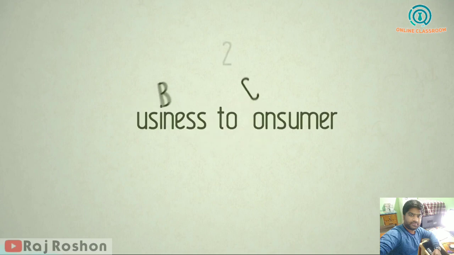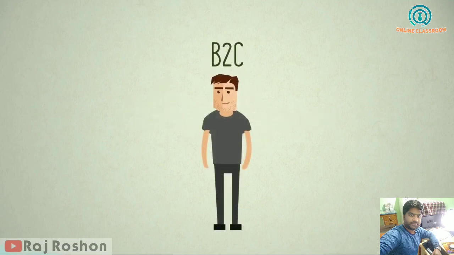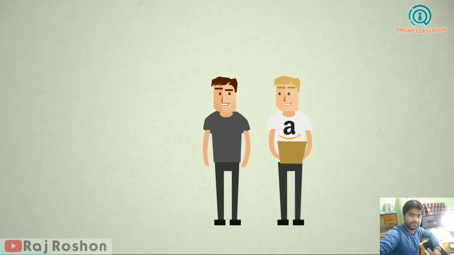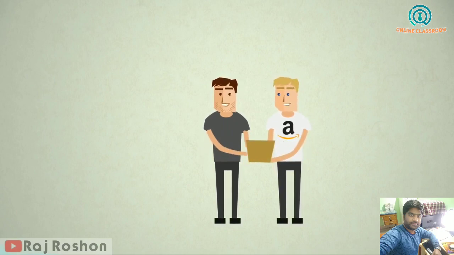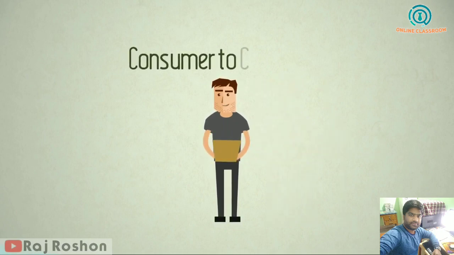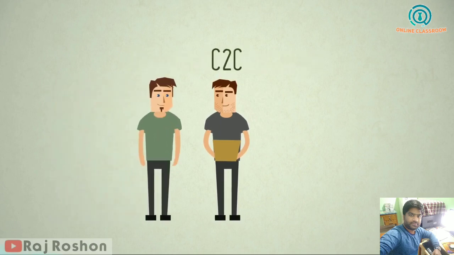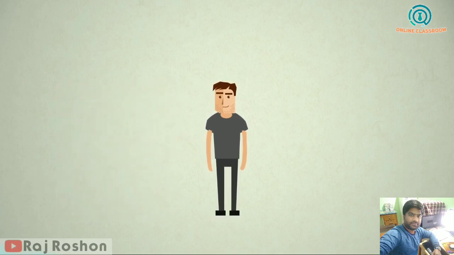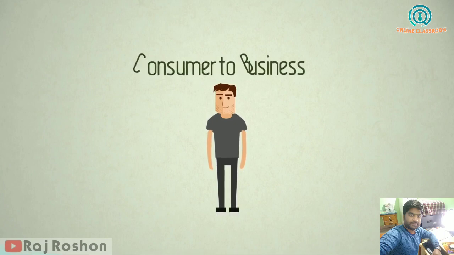There are some categories in which the e-commerce models have been described. First one is B2C, business to consumer. Amazon is a business organization and we are the consumer. Next is consumer to consumer, like OLX. We sell, we are also consumers, and the other person to whom we are selling is also a consumer.